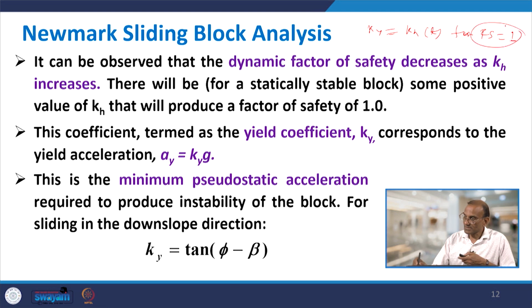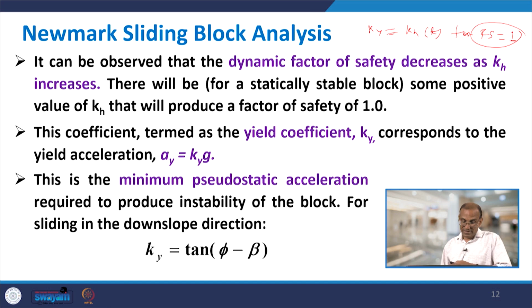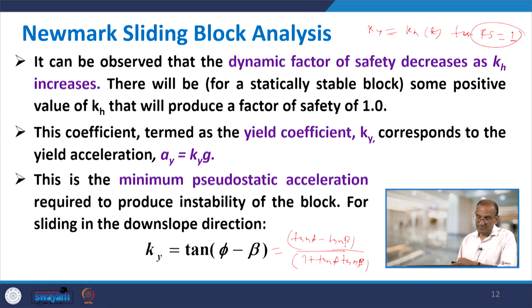And in this last equation, if you put 1, that means numerator and denominator should be equal, and replace KH with KY, then once you solve, you find KY equals tan phi minus tan beta over 1 plus tan phi tan beta. So, this way you find it, and this KY is called the yield coefficient.